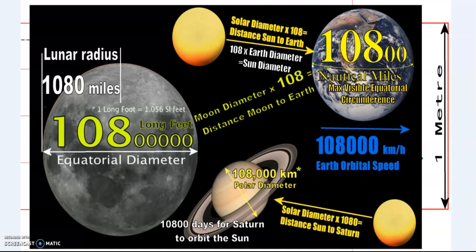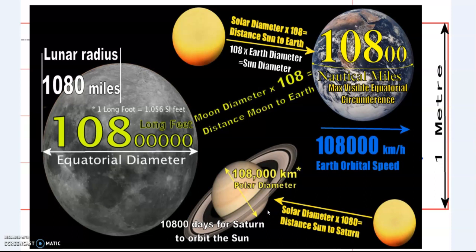By definition, the equatorial circumference of the Earth is 21,600 nautical miles. That's how they define a nautical mile. So therefore, the maximum visible, or the half, would be 10,800. But now the diameter of the Earth times 108 gives you the diameter of the Sun. The diameter of the Sun times 108 gives you the distance from the Sun to the Earth. The diameter of the Moon times 108 gives you the distance from the Moon to the Earth. And the diameter of the Sun times 1080 gives you the distance from the Sun to Saturn.